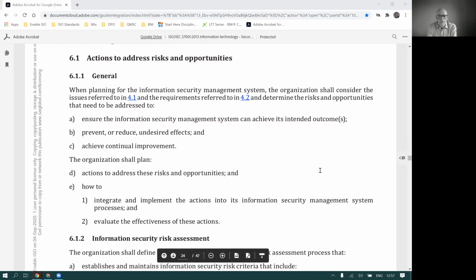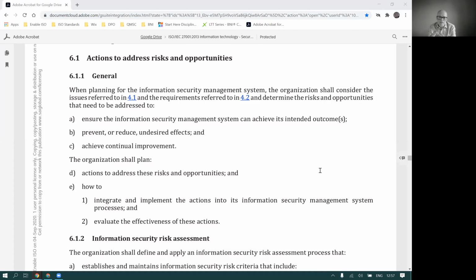Hello, this video is looking at clause 6.1.1, general, subclause of 6.1, actions to address risks and opportunities. Firstly, clause 6.1 is quite a big clause in this standard, ISO 27001. So to make it clear, this short clip is really just to build upon what we've already looked at in the previous video for clause 6.1 in ISO 9001.